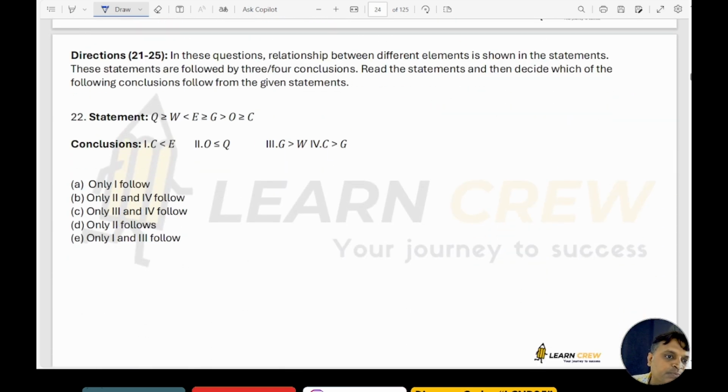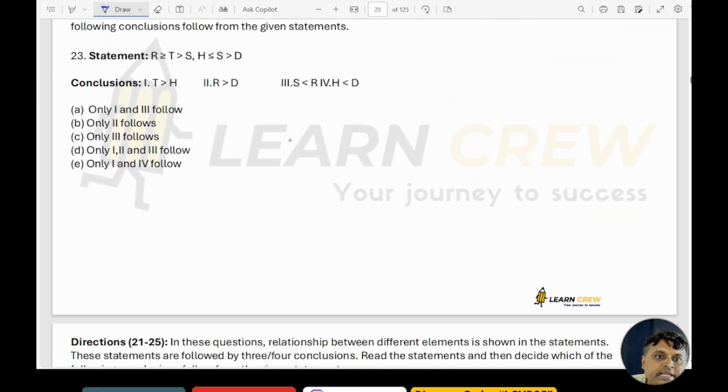Next, 22. Between C and E. So E greater than or equal to, so you can say E greater than C. E greater than C means C less than E is correct. What about second one? O less than or equal to Q. Between O and Q you have different inequalities, so second one is wrong. G greater than W: G to W has less than and greater than, two symbols, so it is wrong. C and G, G greater than C means C less than G has to be there. So only one follows.